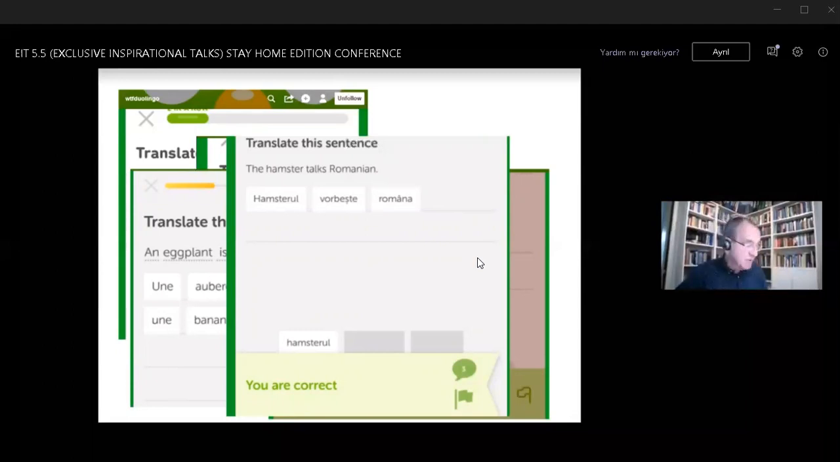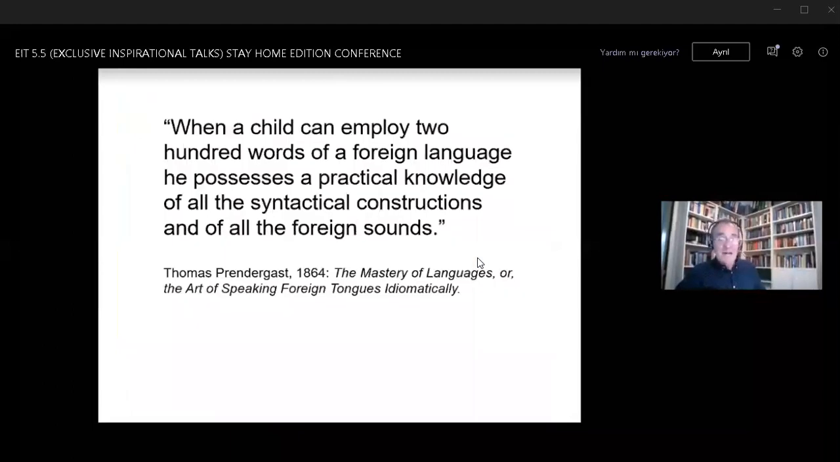And the other thing that Prendergast was very clear about was that if you have a minimal vocabulary of about, he said, 200 words, then you have all the equipment you need for all the grammatical constructions of the language. When a child can employ 200 words of a foreign language, he possesses a practical knowledge of all the syntactical constructions and of all the foreign sounds. So he devised himself lists of the most common words, or what he thought were the most common words.